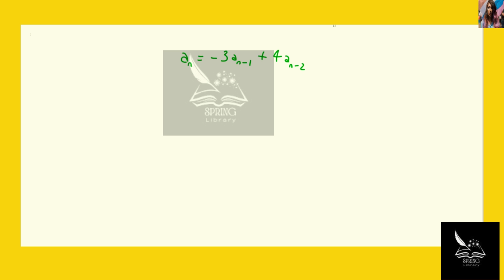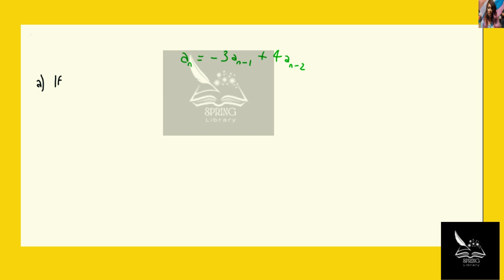We're given 4 sequences and we need to check that they satisfy the relation in green, a_n equals -3 a_{n-1} plus 4 a_{n-2}. So essentially every term is -3 times its previous term plus 4 times the term two before.